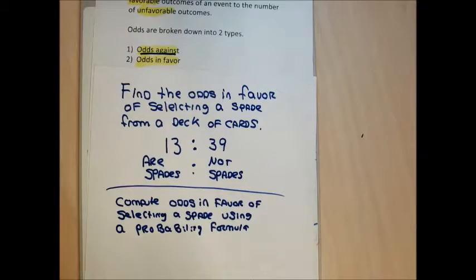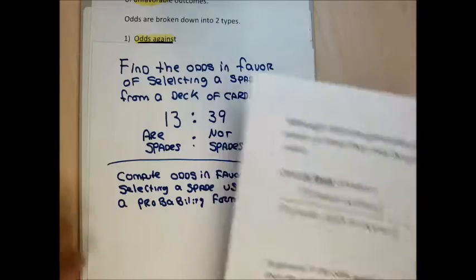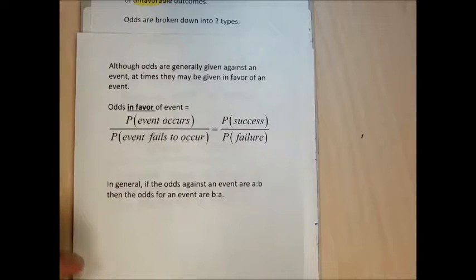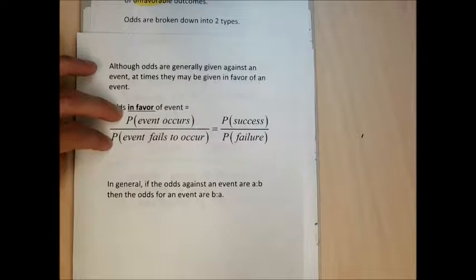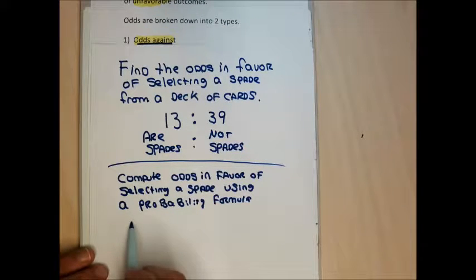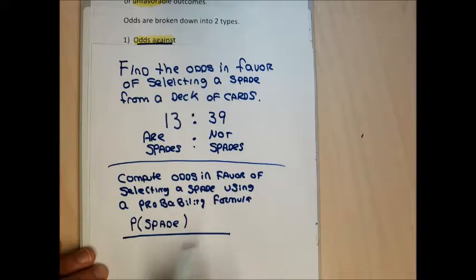We could do any odds with probabilities, and to find the odds in favor of selecting a spade, we'd have to form a fraction that has probabilities in the numerator and probabilities in the denominator. The odds in favor of selecting a spade can be computed by forming a fraction that has the probability of selecting a spade in the numerator and the probability of selecting not a spade in the denominator. And I'm shortening this up a little bit just because maybe it makes it easier to follow.